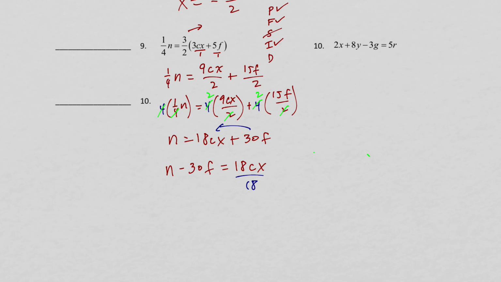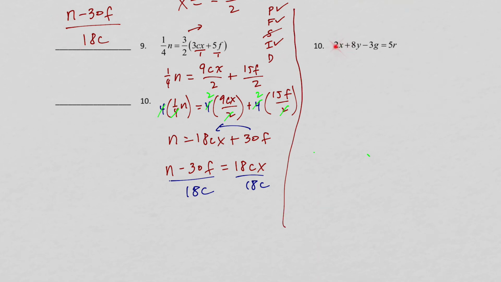I'll divide each side by 18c. So we're going to get n minus 30f over 18c. And this cannot be canceled because you can't cancel here because there's no 2 to cancel here. So this is simplified.